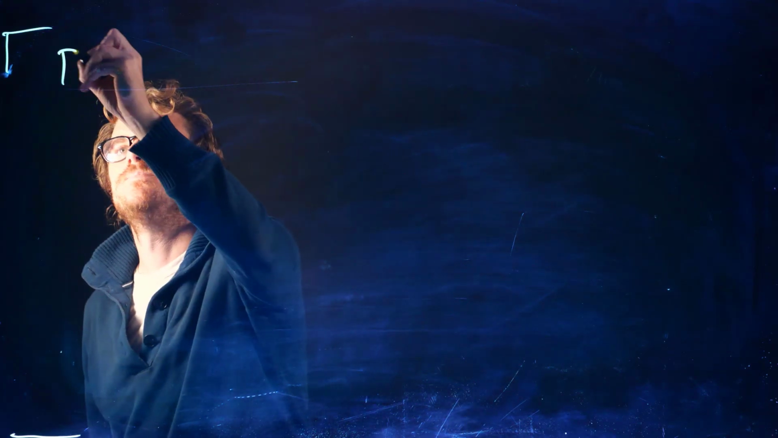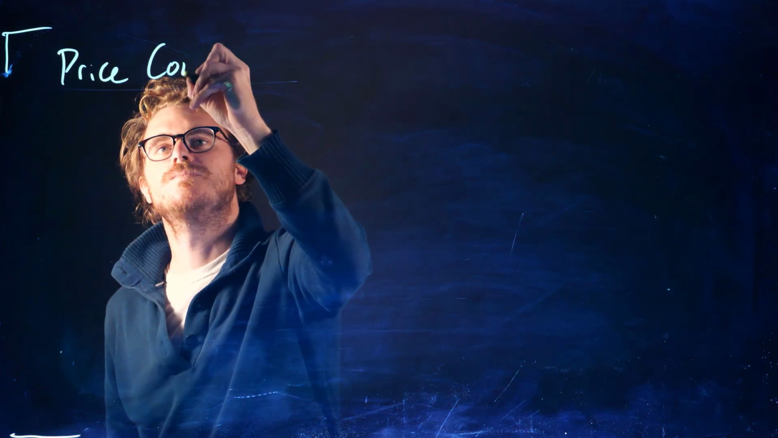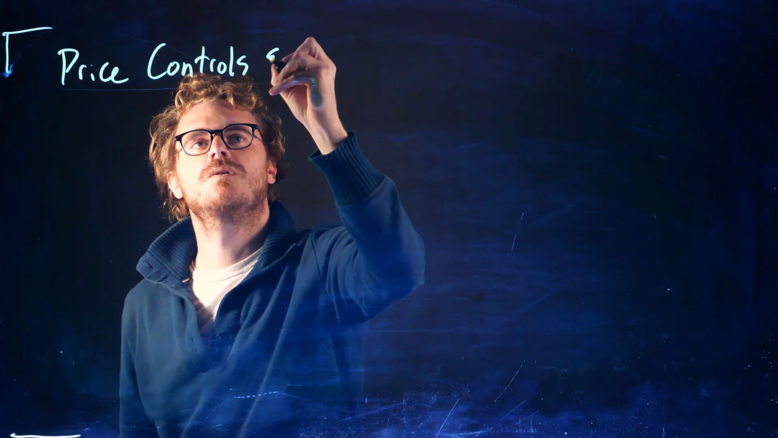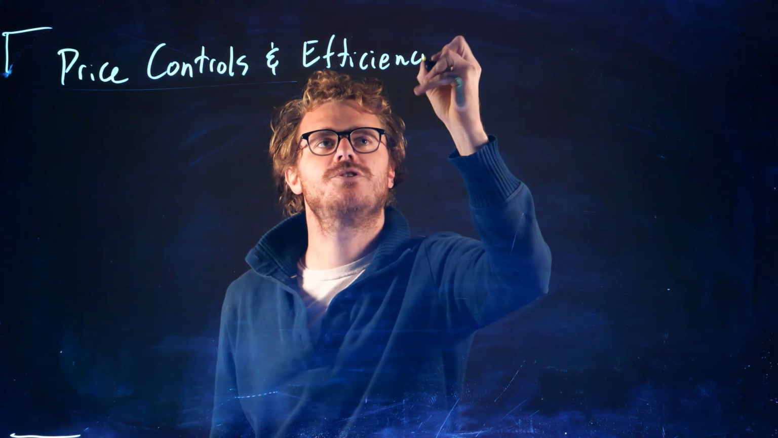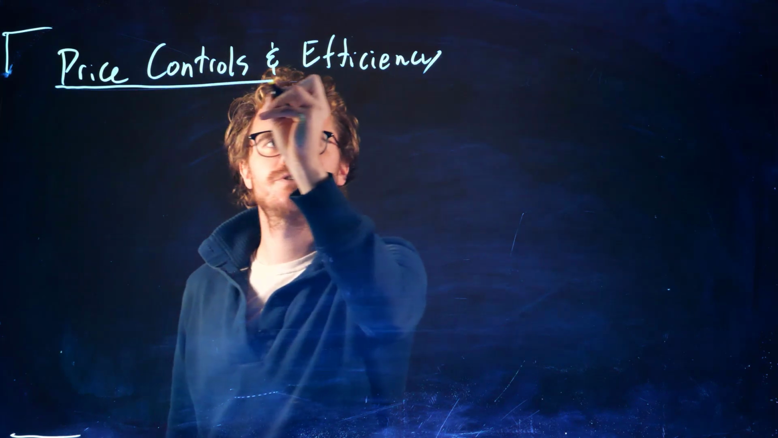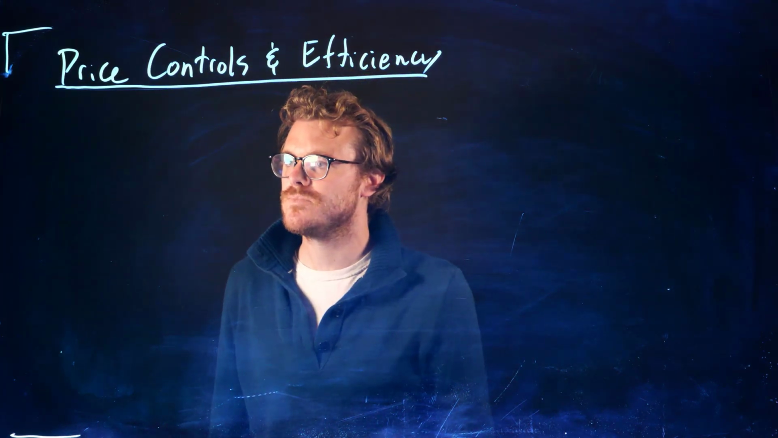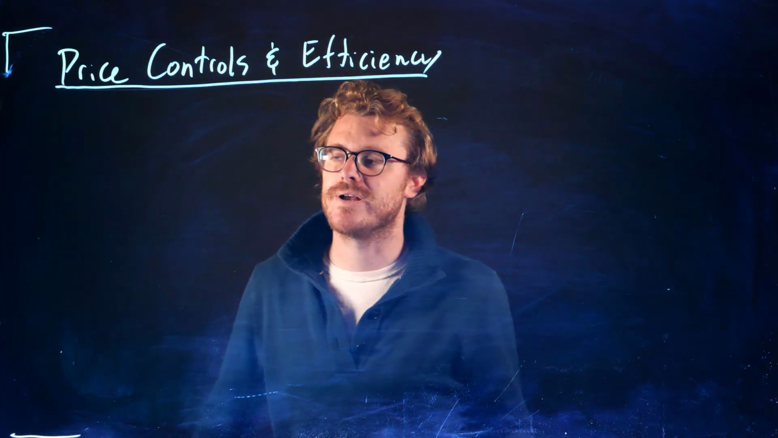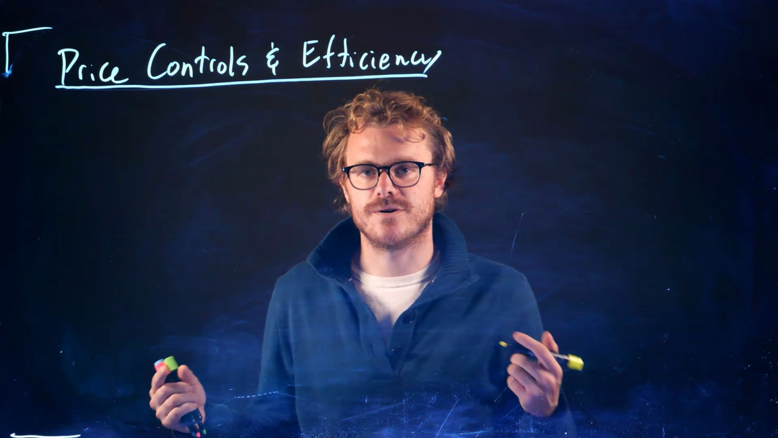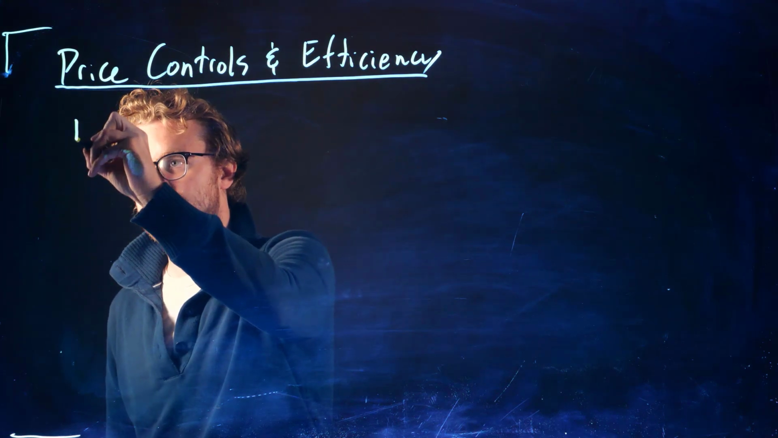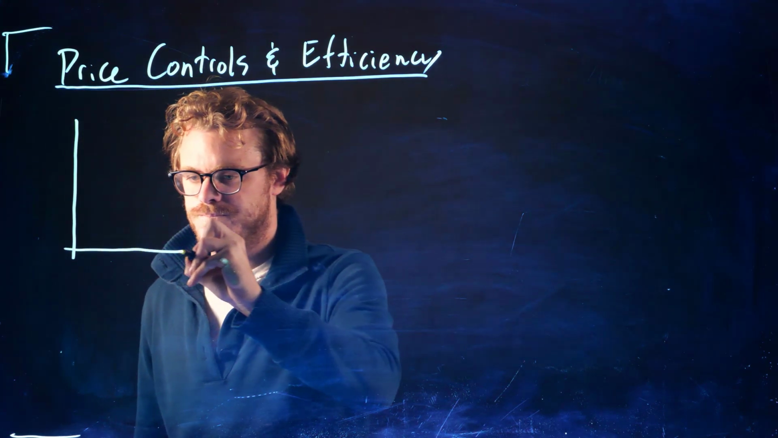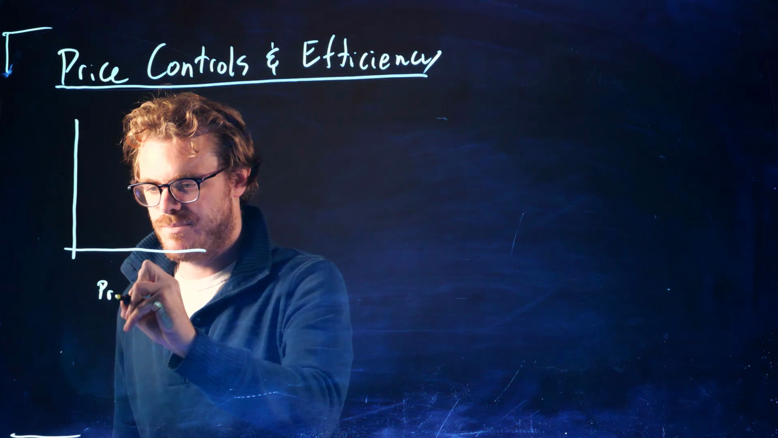Finally, let's talk about price controls and efficiency. So we learned about, I guess, two kinds of price controls. Price gouging is kind of just a price ceiling, in particular a temporary price ceiling when there's an emergency. So let's concentrate on price floors and price ceilings. So let's think about a price floor.